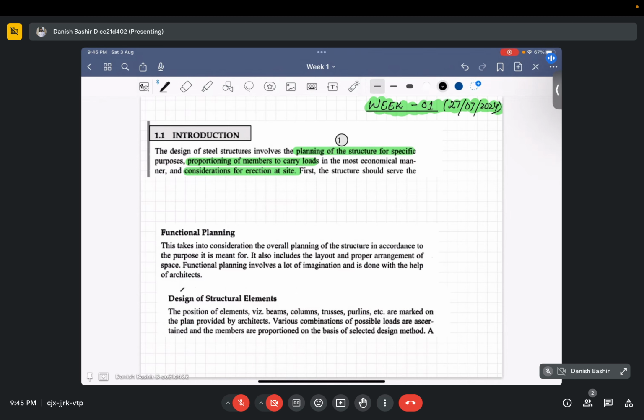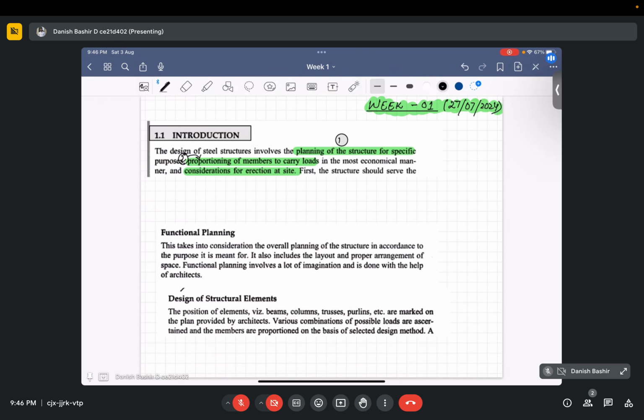Second is the proportioning of the members, which comes in the design process as well. How we have to proportion our member, like if we need to design a beam or a column, what will be the optimum section for that? That comes in the design problems. And that should also be in the most economical manner, because we cannot just waste the material here and there and then say that I have designed this section. That will be uneconomical.